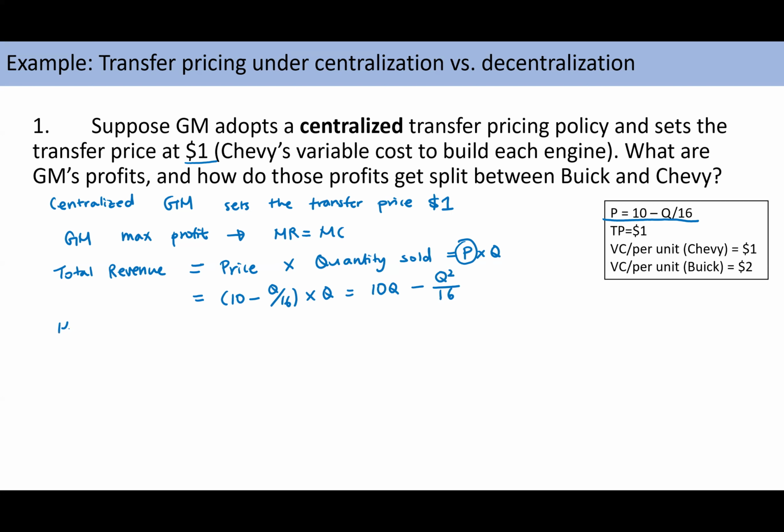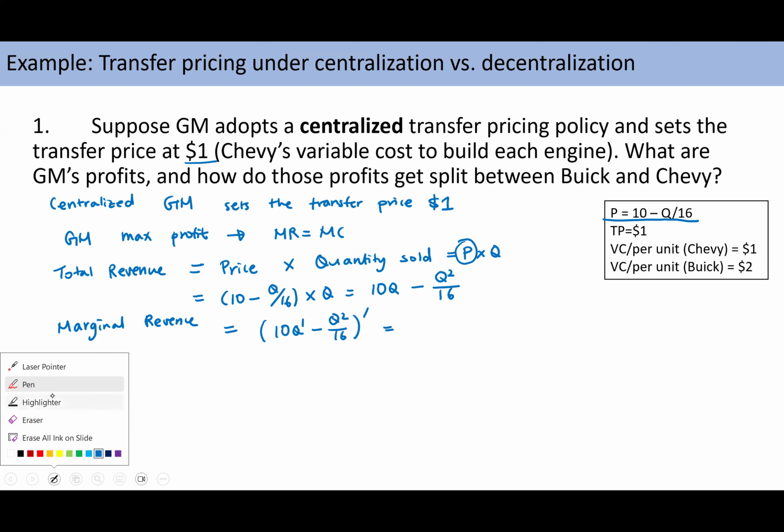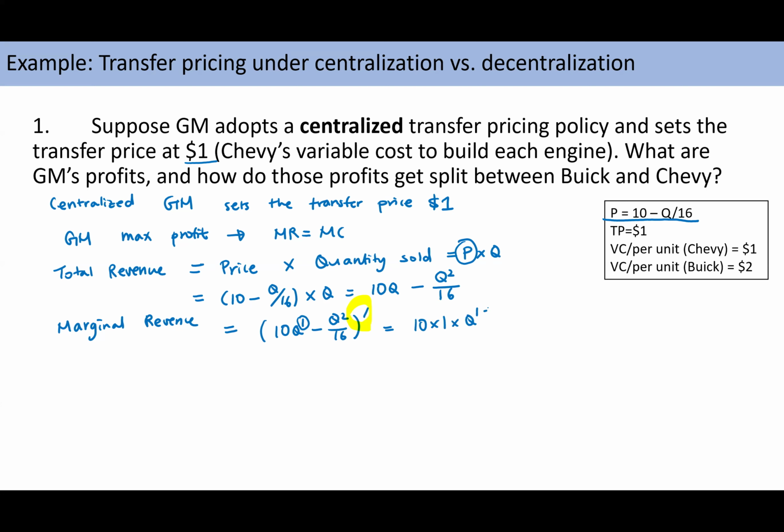So now we can find marginal revenue by taking the first derivative of the total revenue function with respect to Q. So that's the derivative of 10Q to the 1 minus Q squared over 16. And we're taking the derivative of this. This symbol here is just saying that I'm taking the derivative. So like I did before, we're going to pull down whatever is on top of the Q. So that's 10 times 1. And then deduct 1.